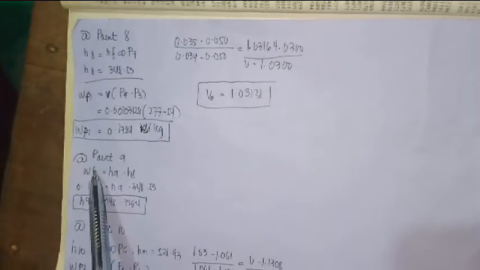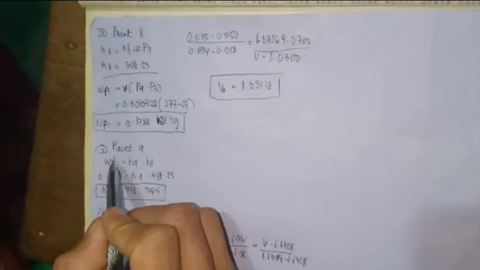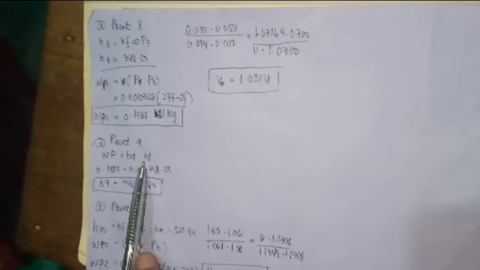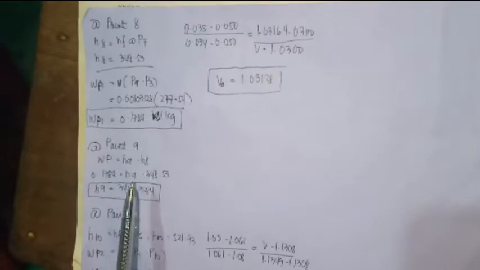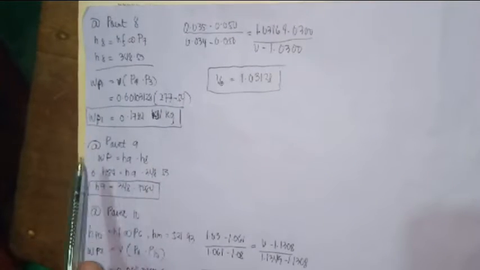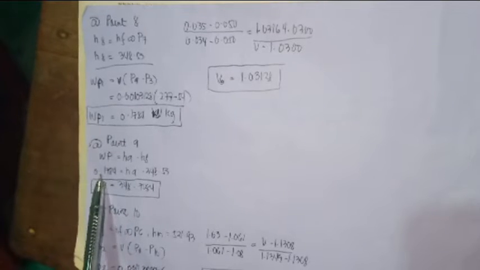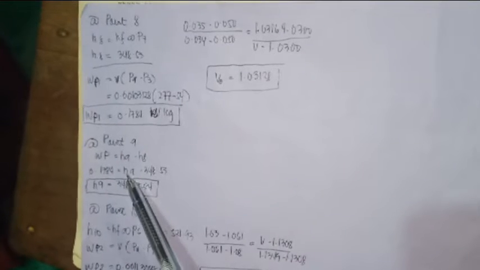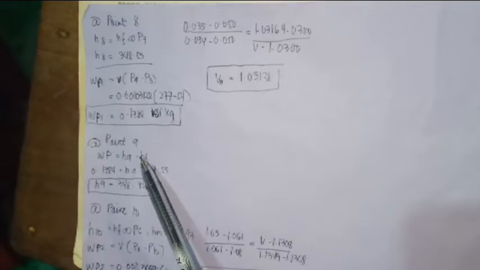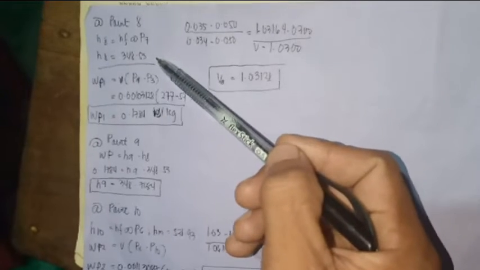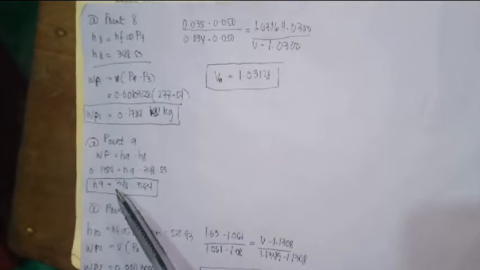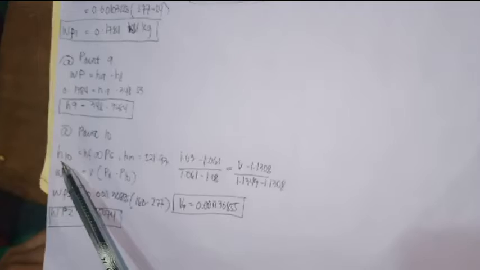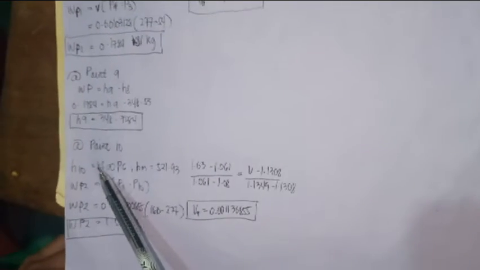So let's proceed to point 9. At point 9, the work of pump is equal to H9 minus H8. To get the value of H9, since we have already the value of the work of pump, which is 0.1784 from here, then H9 is the unknown value minus the value of H8, which is 348.53. So the H9 is equal to 348.7084. At point 10, all we need to get is the H10. H10 is equal to HF at point 6.